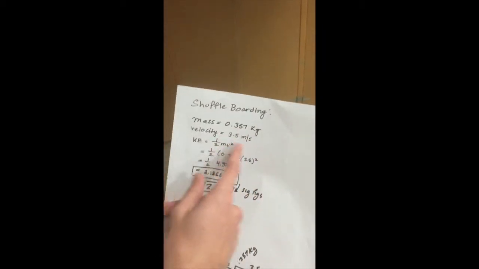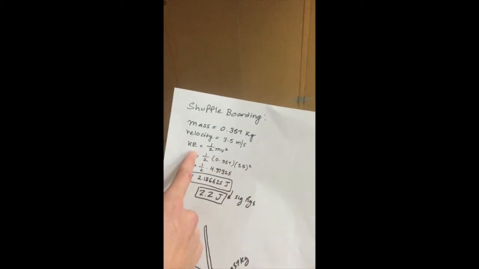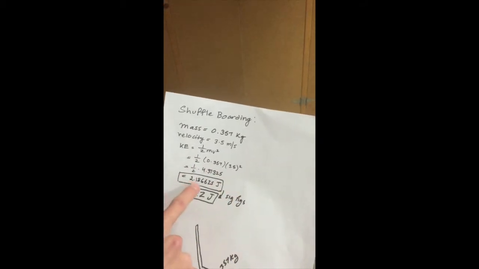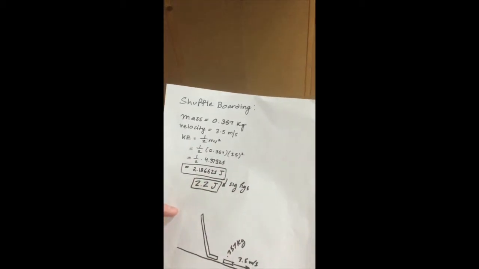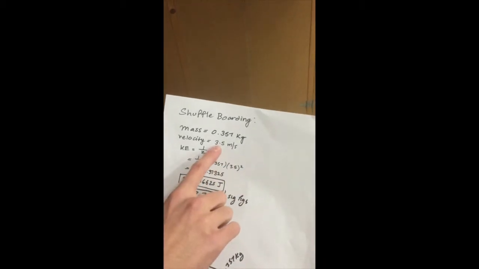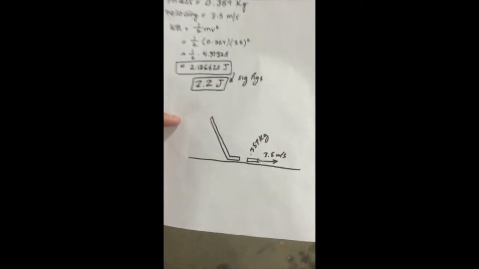So we have the given information. K equals half mv squared is the equation to solve for kinetic energy. We plug in the numbers, we get 2.1866625 joules. The correct sig figs is 2 because of 3.5 meters per second, and it is 2.2 joules.